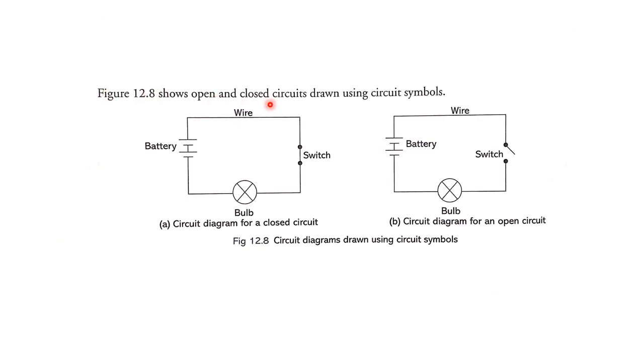Figure 12.8 shows open and closed circuits drawn using circuit symbols. First we will see the circuit diagram for a closed circuit. Here is the wire, the switch, the bulb, and a battery. Now the circuit diagram for an open circuit: bulb, battery, wire, and the switch is open. These are all the circuit symbols.